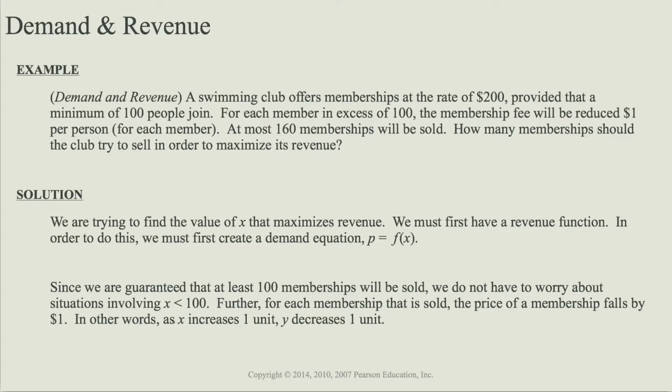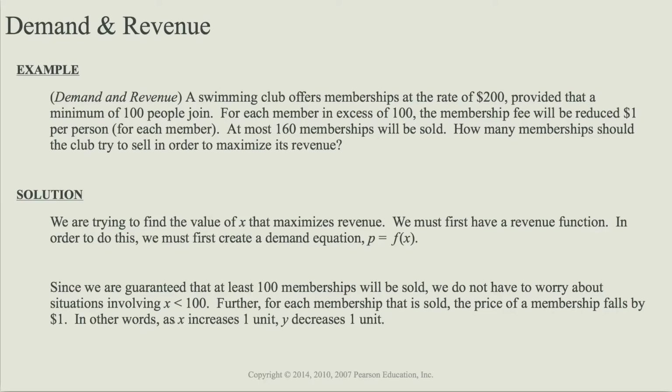This problem is slightly different in that we're looking at demand and revenue instead of cost and profit. In this example, a swimming club is offering memberships at a rate of $200, provided that 100 people join. For each member in excess of 100, the membership fee will be reduced by $1 per person. They're capping it at 160 memberships. How many memberships should the club try to sell in order to maximize the revenue?